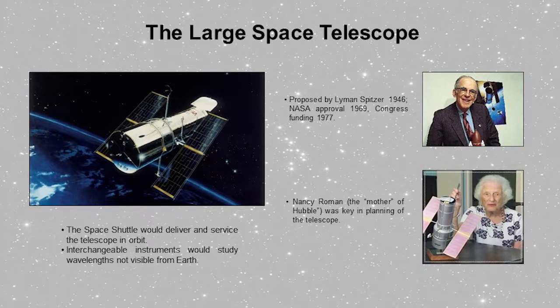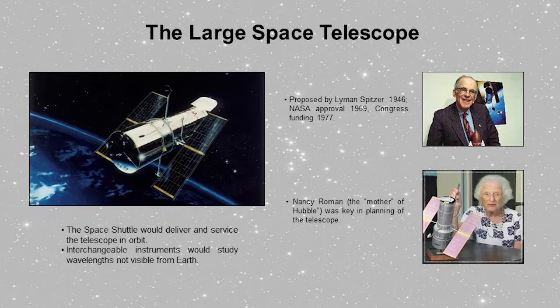In the upper right here, you see a man named Lyman Spitzer. As far back as the late 1940s, Spitzer was proposing the idea of a telescope in space. Now, being very visionary in this regard, because we had not yet orbited anything into space, and yet he foresaw that potential.